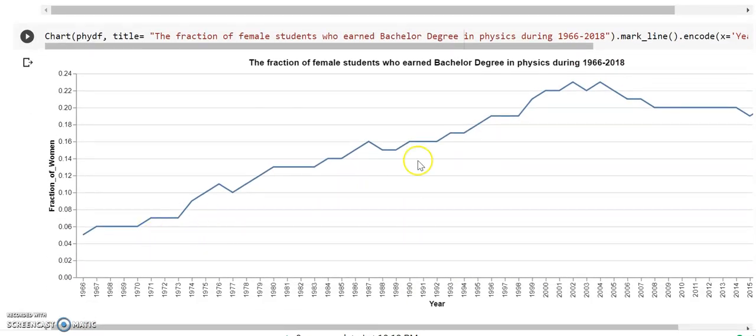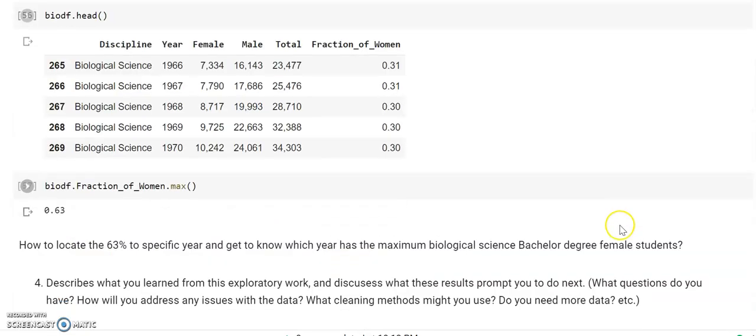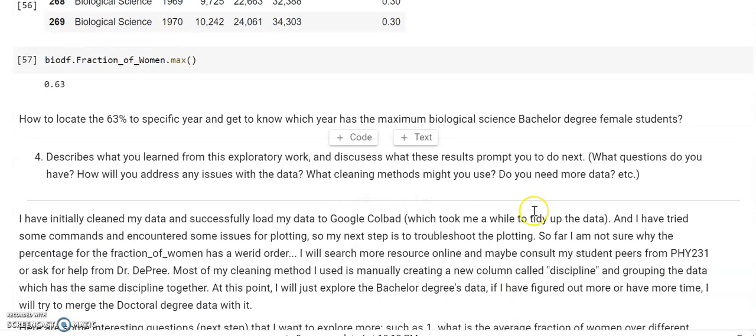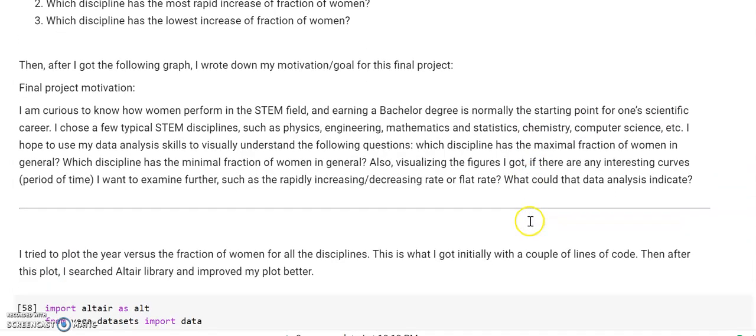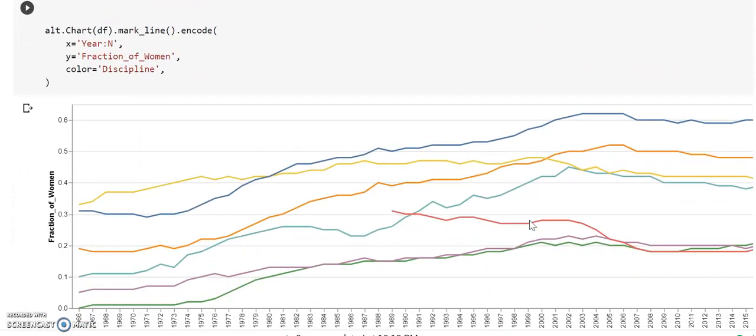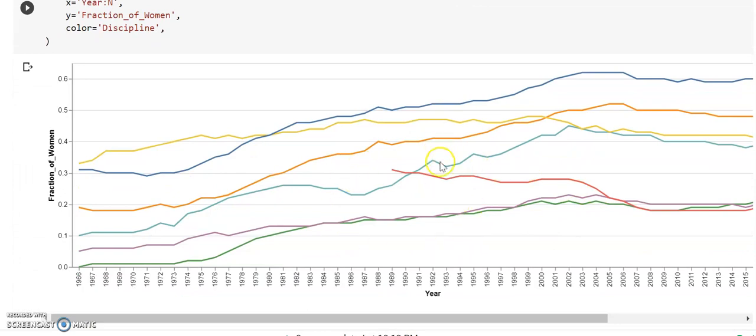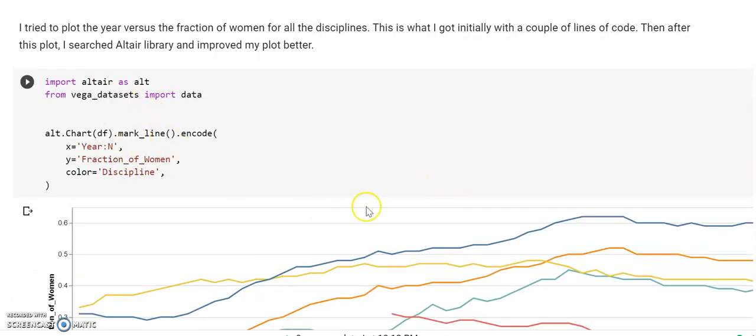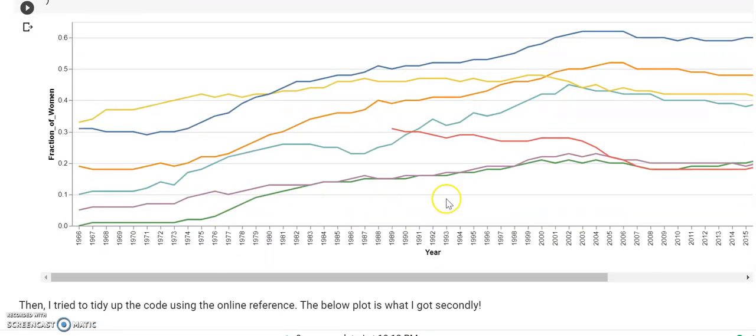And here's the fraction of women over the years for physics bachelor degrees. It's also increasing, but at the peak here, about 2003, it started to get flat. Then here comes my final results. I tried to plot the year versus the fraction of women for all the disciplines. So this is what I got initially with a couple of lines of code using Altair. It looks alright, but not the best, since the years are kind of spread out.